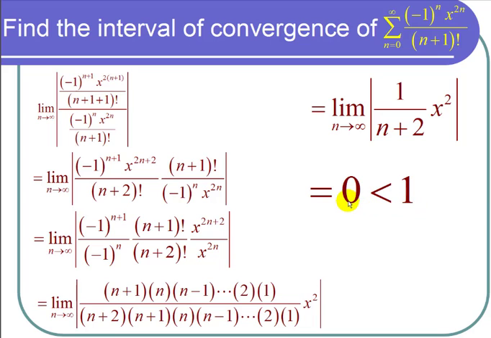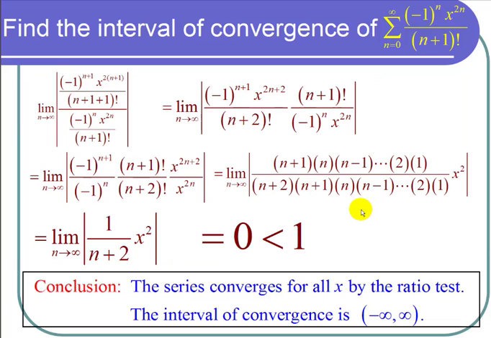So in particular, we can say that the radius of convergence is infinity because this converges for all values of x. And we can conclude the series converges for all x by the ratio test. The interval of convergence is from negative infinity to infinity. And I'm done with the problem.